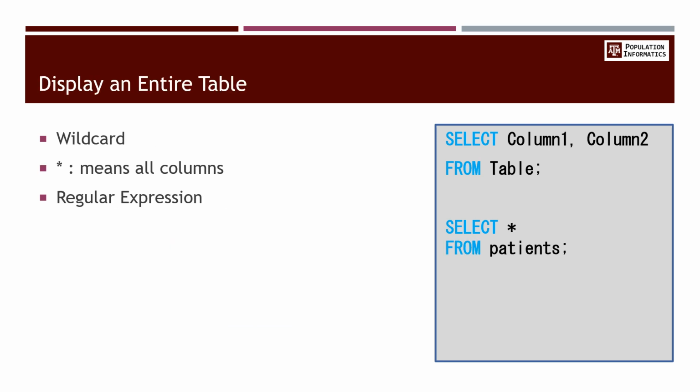So how would you tell SQLite that you want all the columns? That may be a lot of typing. To make that easier, there is a shorthand that SQLite understands that follow what we call regular expressions. For now, you just have to know that asterisk means all columns. So you type in select asterisk from patients, semicolon. Then it will return everything.